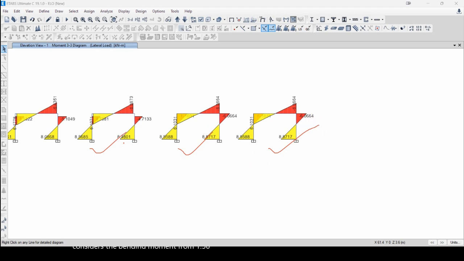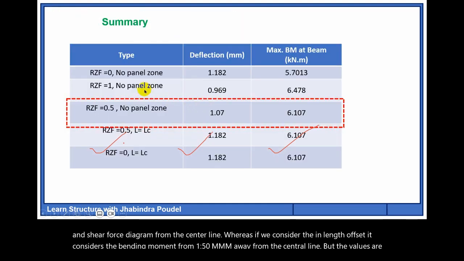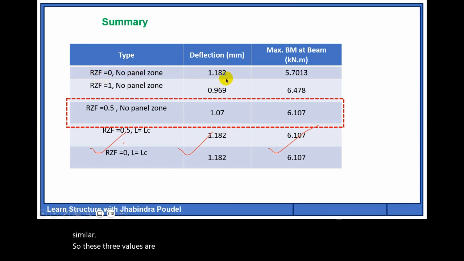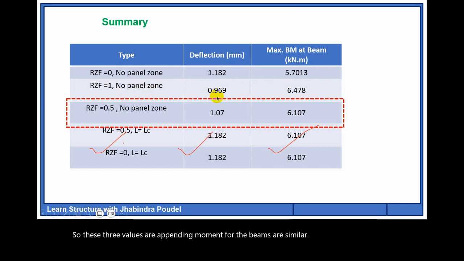So let's summarize the result. Here, in the first case, rigid zone factor equals 0, no panel zone. And deflection is 1.182 mm and bending moment is 5.7013. The second case is rigid zone factor modeled as 1 and no panel zone. Deflection decreases and the bending moment increases. The third case and the recommended case is R factor at 0.5 with no panel zone, and the deflection lies somewhere in between these two values.